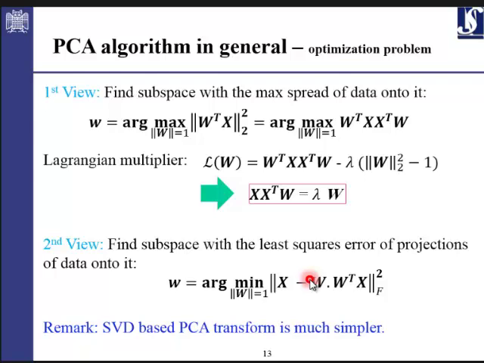But you see that SVD really helps, and it makes everything simpler. And I myself prefer the SVD version of PCA over these other methods.